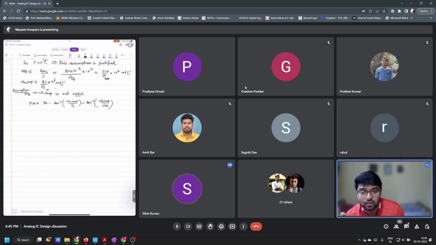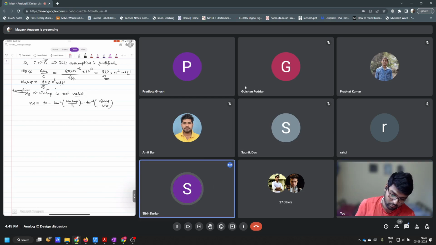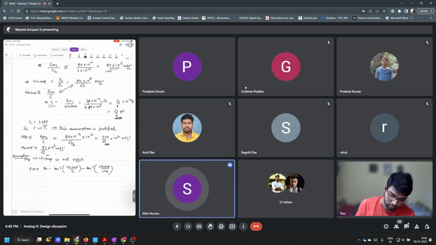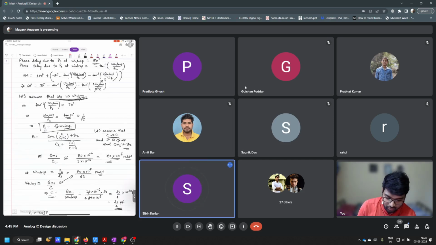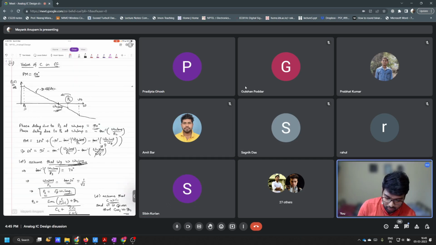Just one doubt. Since it's given that the op-amp is not compensated for a phase of 3, is it safe to assume that P2 and Z1 are always beyond omega u? Yeah, it is, because it is beyond omega u, right?